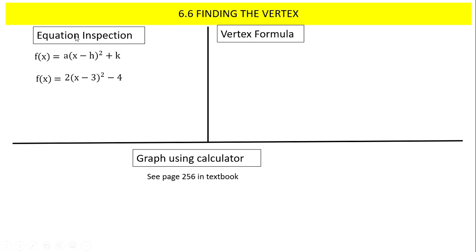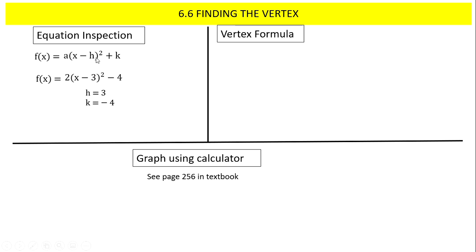The first way is equation inspection. If we take the equation that looks like this in this form, here's an example. We know that this value k moves us up and down along the y-axis. We know that this value h moves us left and right along the x-axis, and that this sign is always the opposite.